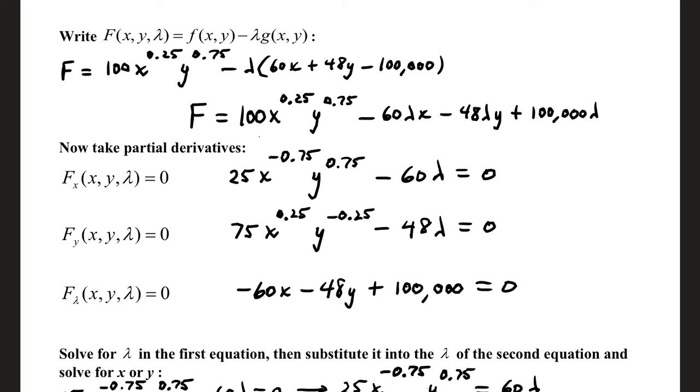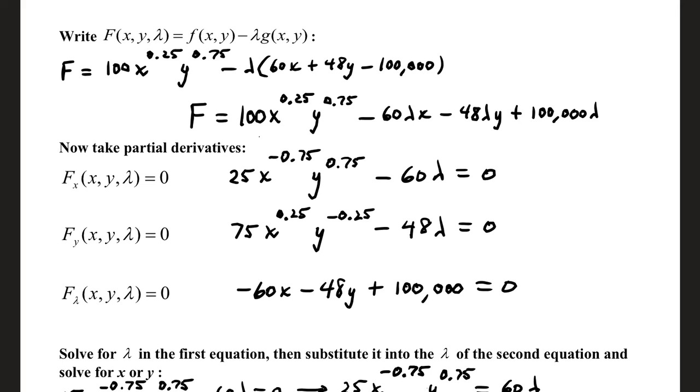And then finally we go back through taking the derivative with respect to lambda. This initial function has no lambda, so the derivative is 0. Second term derivative is negative 60. Third term, with respect to lambda, our derivative is negative 48y. Fourth term derivative is 100,000. We'll set that equal to 0. Now we have all three partial derivatives.